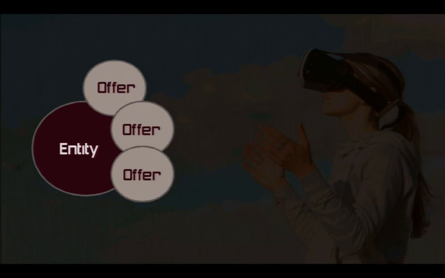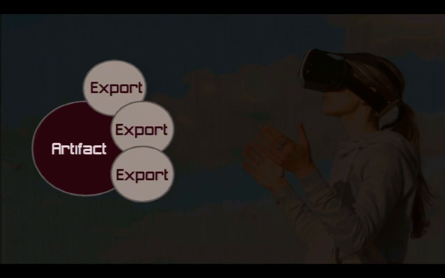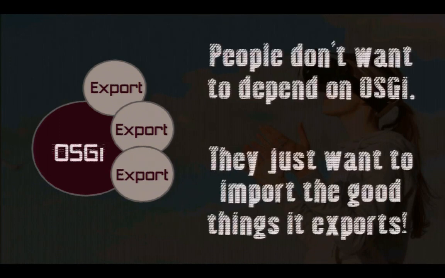So this goes to a more generic approach. There's an entity. An entity has something to offer to you. You don't care about the entity. You don't want to depend on the entity. You want to get what it has to offer to you. And in an application, in particular an OSGi application, you have an artifact. But you don't want to depend on the artifact. You want to import what the artifact exports to you, what it gives you. That's what you care about, not the artifact itself.